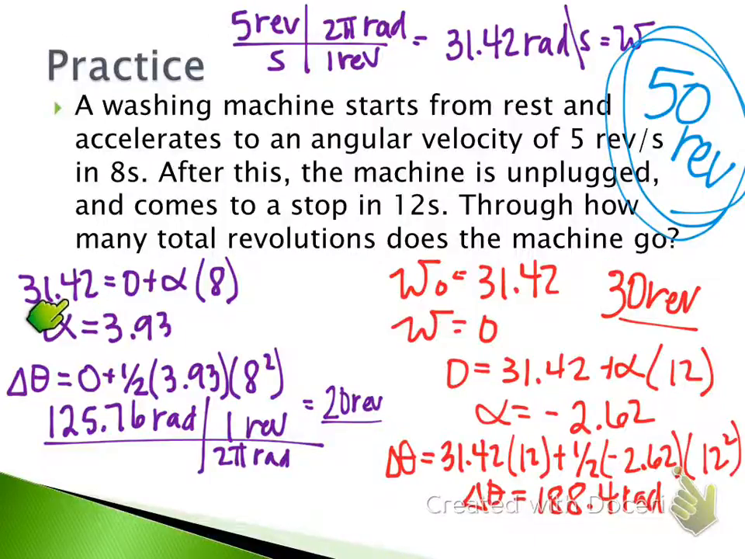I solved for my final angular velocity here, which was 31.42. That then becomes my initial velocity over here, because it comes to this point, 31.42 meters per second. We unplug it. That's the second portion of our motion. So now that becomes our initial velocity here. I had to solve for alpha in both cases, so I solved for my acceleration in both cases, and then I plugged in to solve for theta in both cases so I could find out how many radians did it spin through. After that point, I converted that from radians to revolutions, and I added them together because it wanted the total revolutions through that two-part time period.